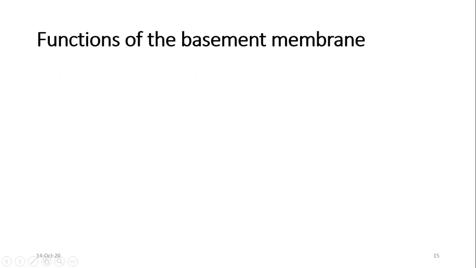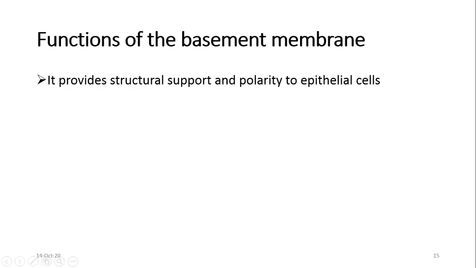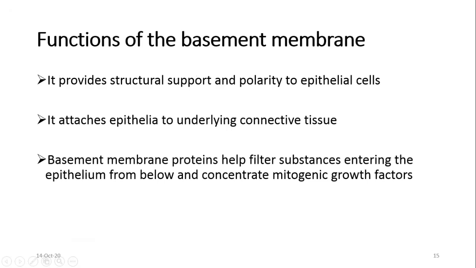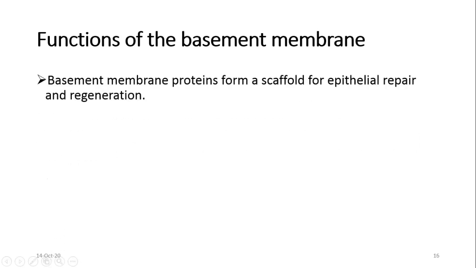So we finished talking about the structure of the basement membrane. Now we move to the functions of the basement membrane. It provides structural support and polarity to the epithelial cells. It attaches the epithelia to the underlying connective tissue. The basement membrane proteins help filter substances entering the epithelium from below and concentrate mitogenic growth factors. Also, they form a scaffold for epithelial repair and regeneration.